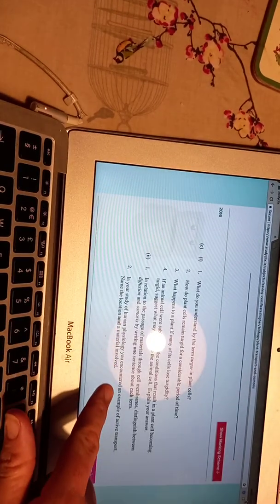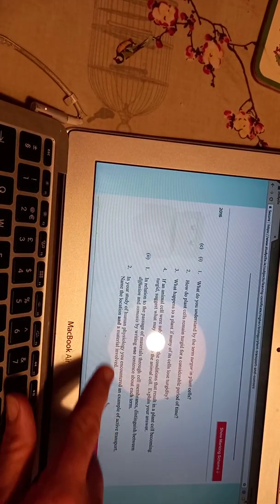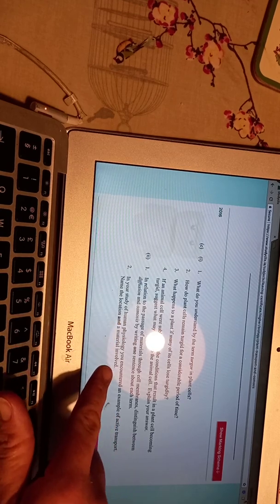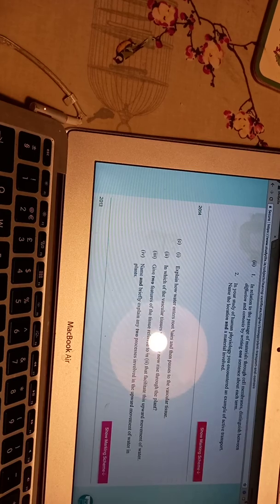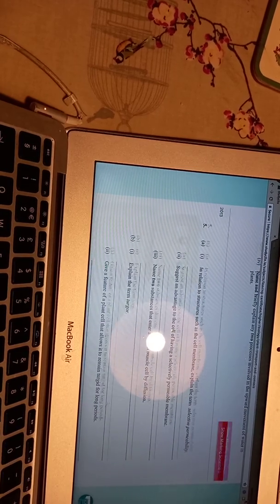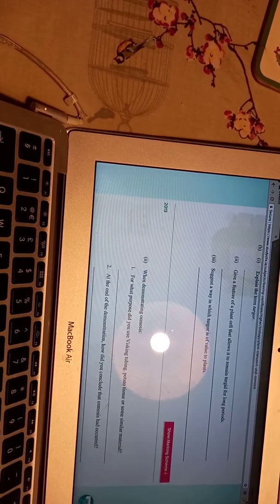In the study of your human physiology, you encountered an example of active transport. Name the location and the material involved. That's related to the kidney, girls, okay? Okay, so let's skip on to the next question. Let me see, there we go.